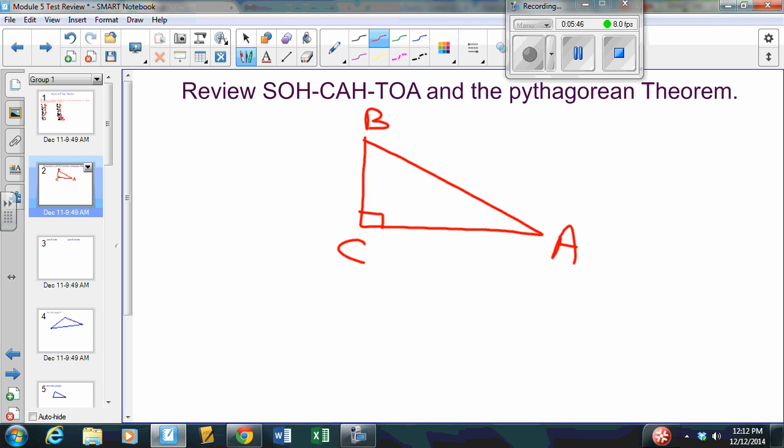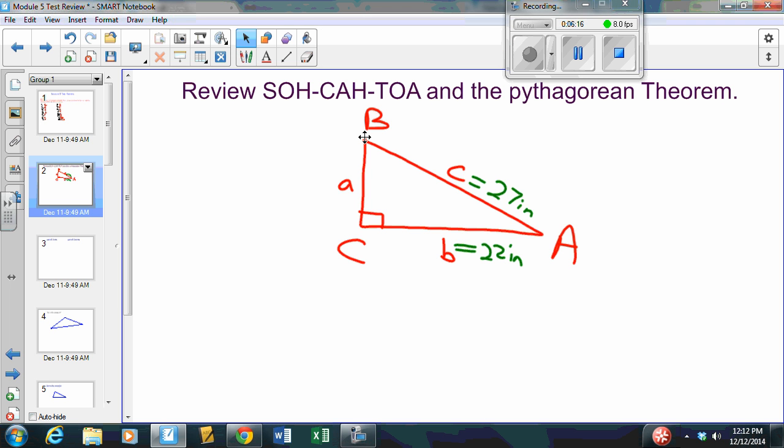Remember, capital letters are the vertices. Small letters are the sides. And remember, we always put a small letter opposite of its angle. Okay? What if I gave you this equation right here, and I told you B was 22 inches, and C was, let's go, 27 inches. And I said, find angle A. Could you do that? I'm going to give you a minute. Find angle A, everybody.